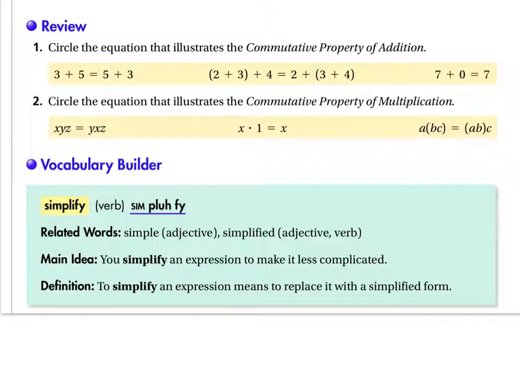Let's see how you did. Here's your addition, and here's your multiplication. Remember, commutative property, CO, means you can change the order of what's going on. Our vocabulary for this video is simplify. You simplify an expression to make it less complex.